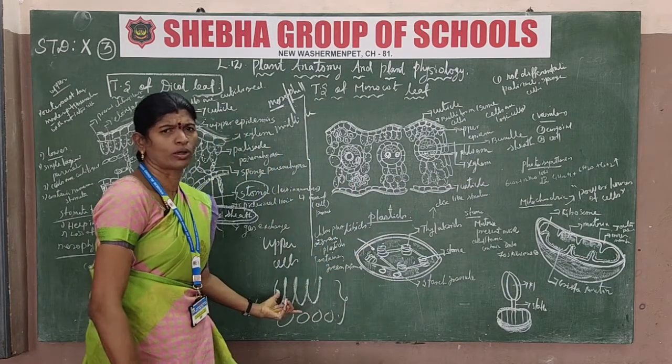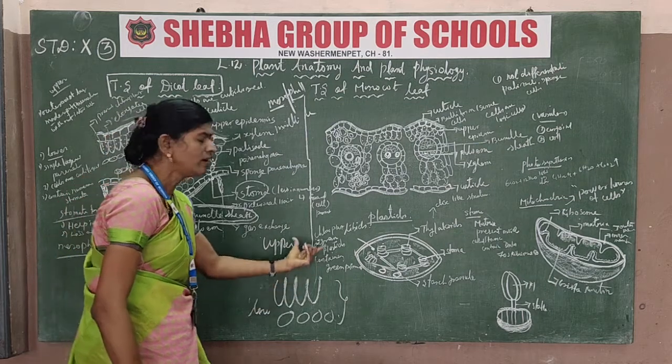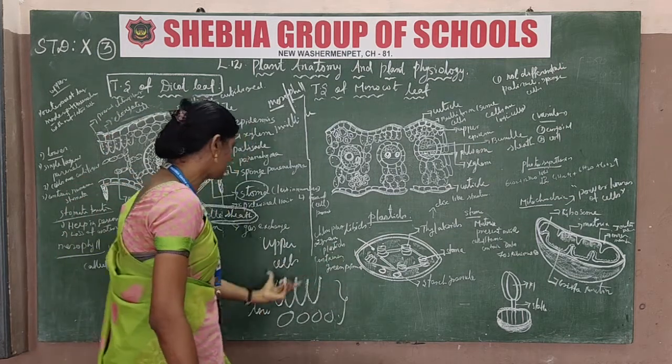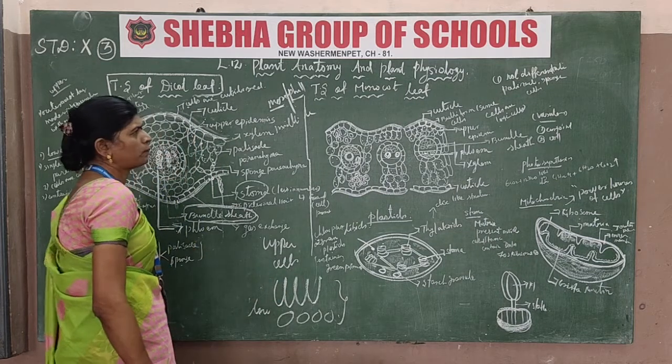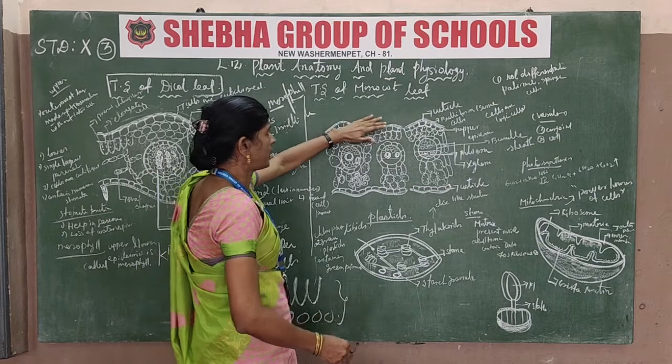What is the purpose of the chlorophyll? This is for photosynthesis. It is doing the photosynthesis. So that is called the palisade parenchyma. Okay, it's clear. Now the same pattern.